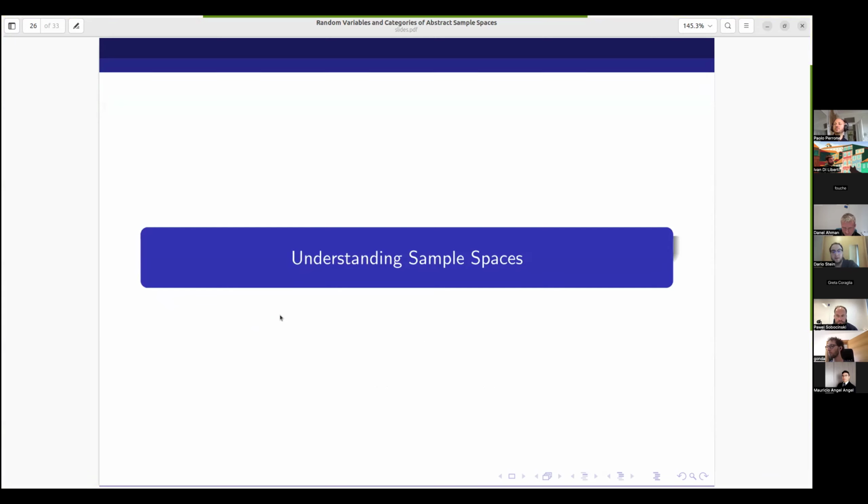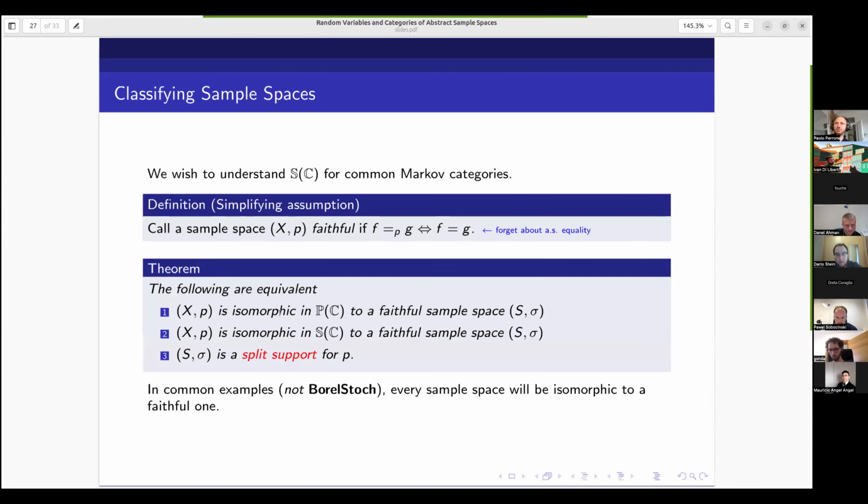And I want to end with trying to understand these categories of sample spaces that we get from Markov categories a bit better. And here's a nice way to understand them, which as far as I know is new. So if we have a Markov category and we want to understand what S of C is, well, the really nasty thing is that we always deal with these P almost sure equivalence classes of morphisms, and that's a bit annoying. But we can make a simplifying assumption.